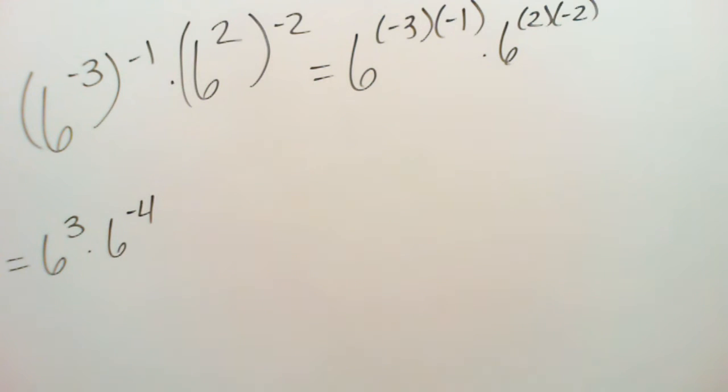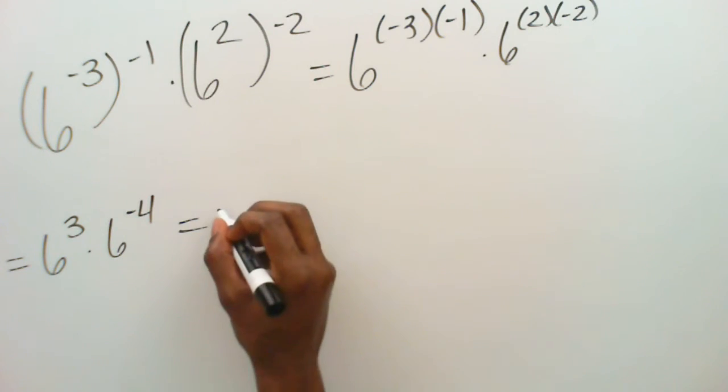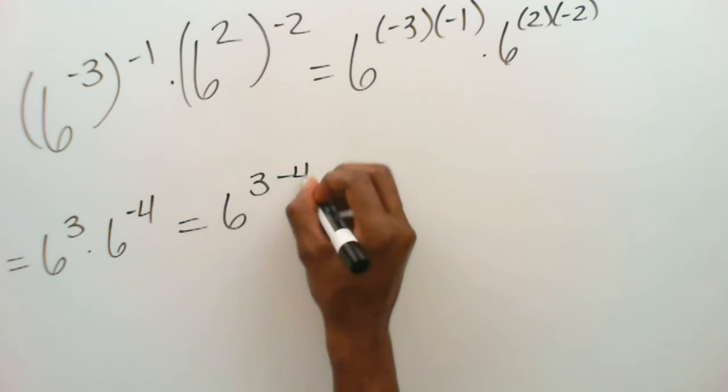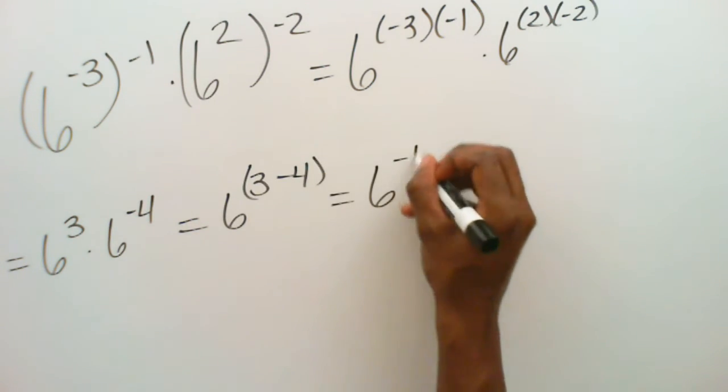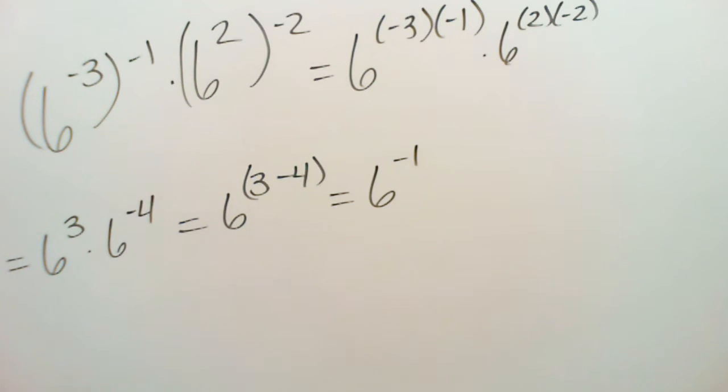Notice that the bases are again the same, and we're multiplying these two expressions. Here we can apply the product rule. We need to keep the base and add the exponents, like this. After applying the product rule, we're left with 6 to the negative first power.